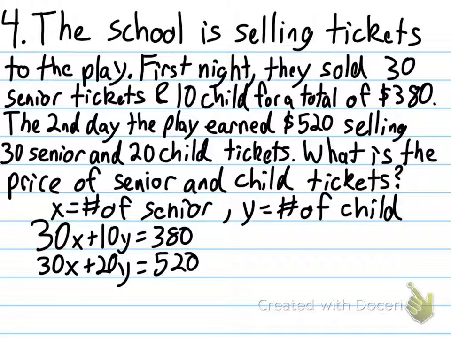So I want you to go ahead and solve this system if you haven't already, and then I will give you the answer because I don't have enough space to do all the work. And we find out that the child tickets are $8 each, and the senior tickets are $14 each.